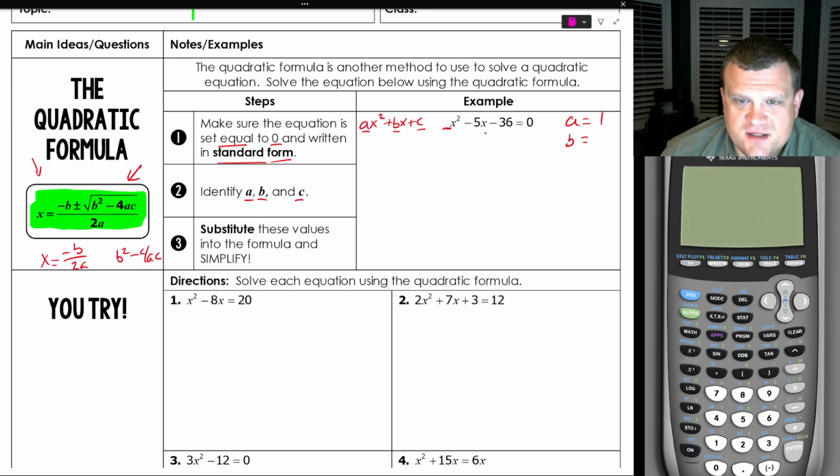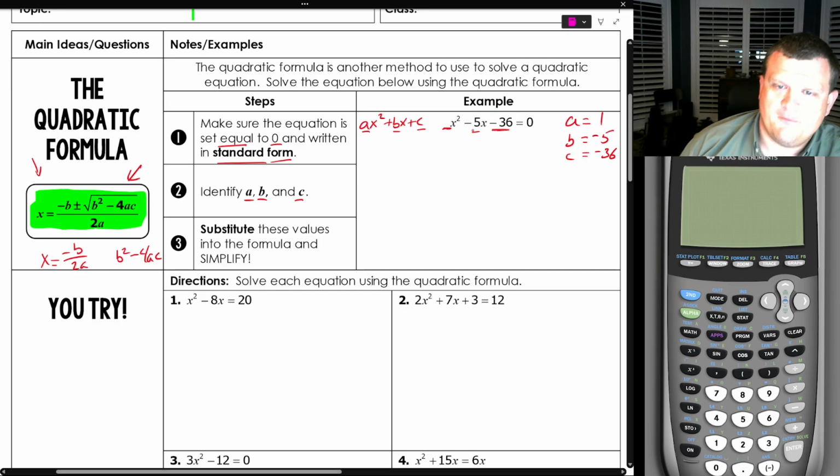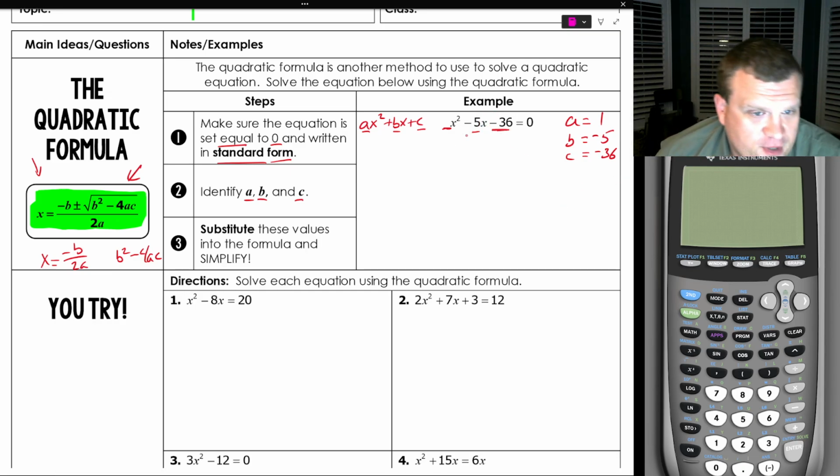My b is the coefficient of the x term, which is -5. And my c is whatever my constant is there at the end, which is -36. Make sure you keep the signs that are in front of them with the term, right? So if it's positive, it's positive. If it's negative, it's negative, all right? So you now know all three terms.